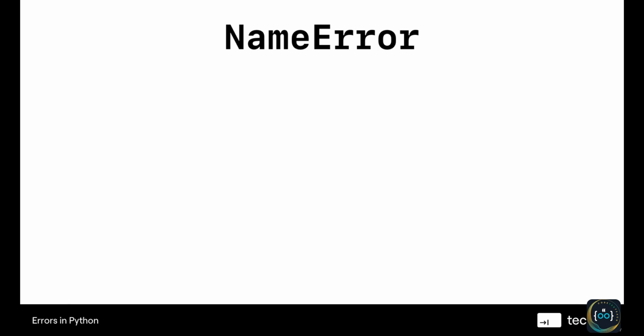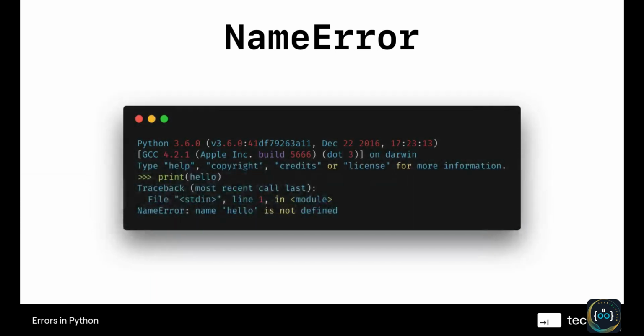We also have name error. And the name error happens, as we saw earlier in the last video, when the variable is not defined. So here I've just launched Python and I said print hello, the variable hello, but of course hello is not defined, so I get a name error that says name hello is not defined.